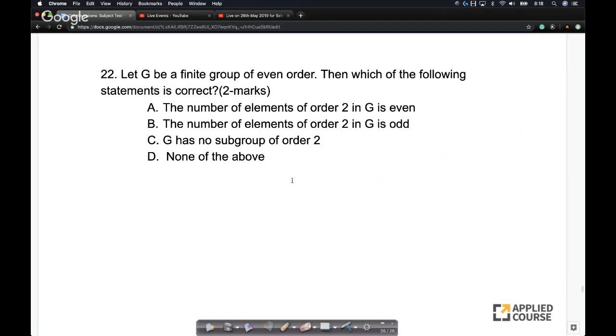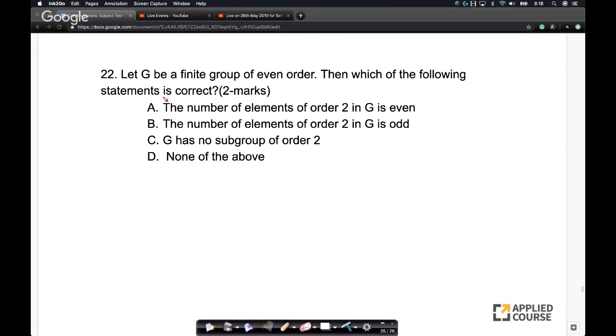Okay, so let's go to the next question now. So what does it say? It says, let G be a finite group of even order. Then which of the following statements is correct?